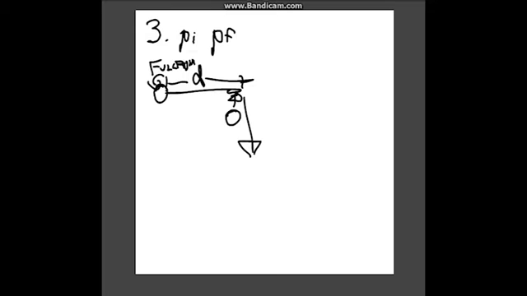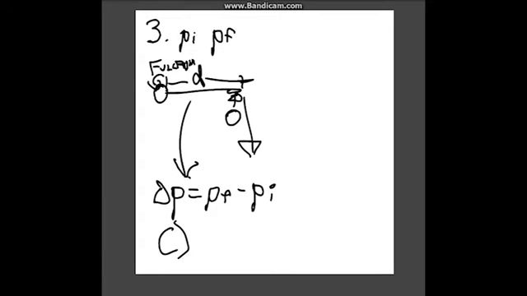And change in momentum is PF minus PI. So the change in momentum on this takes into account the distance from impact and fulcrum. So it's C, which is the PF minus PI times D. Okay, that makes sense.